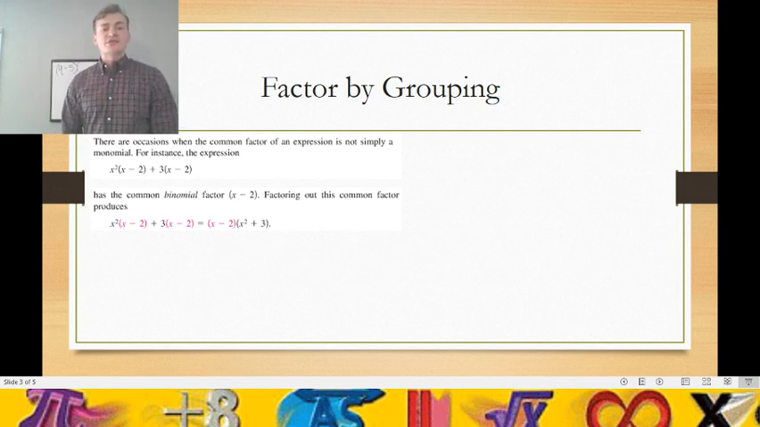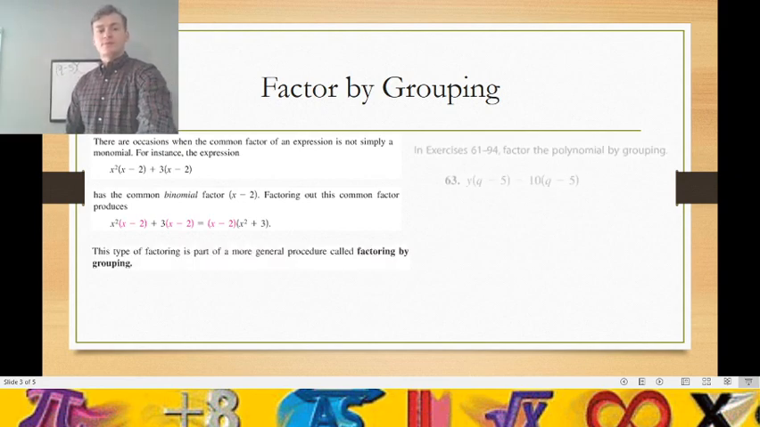Factoring out the x minus 2 and introducing parentheses, what do we leave behind when we factor out the x minus 2? For our first term, we leave behind the x squared. For our second term, we leave behind the 3. So the resulting polynomial that we have left behind there is x squared plus 3, indicating that for our expression, we have two factors, the factor x minus 2 and the factor x squared plus 3.